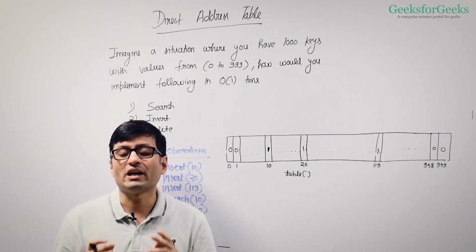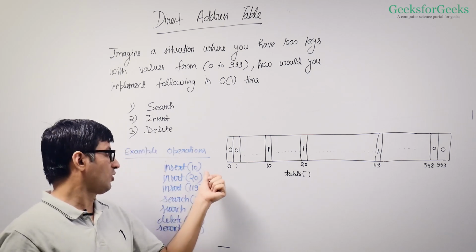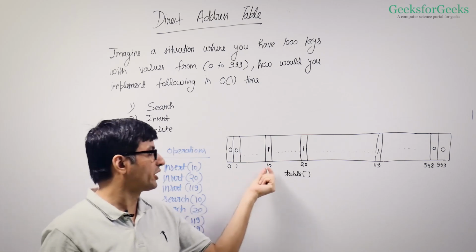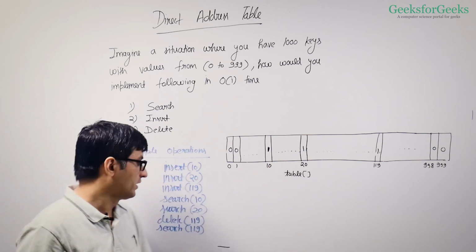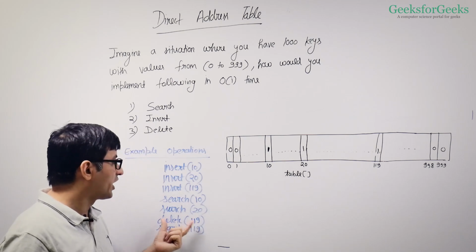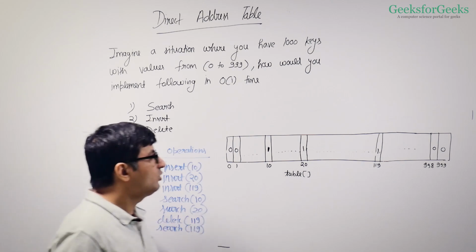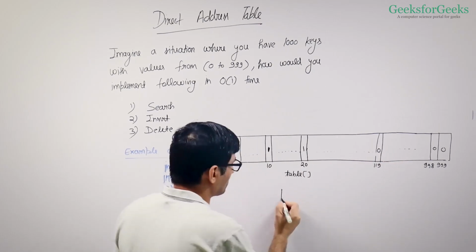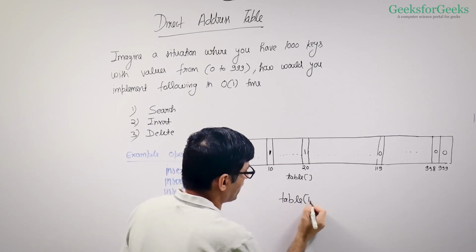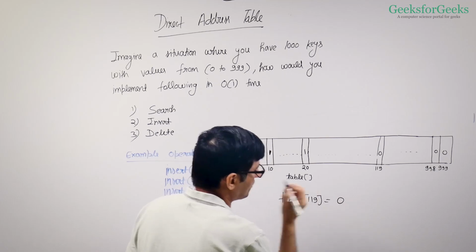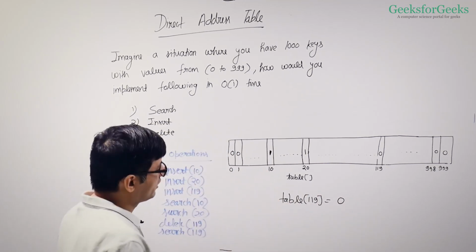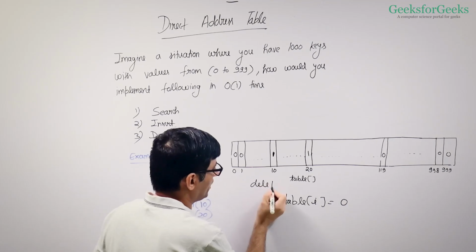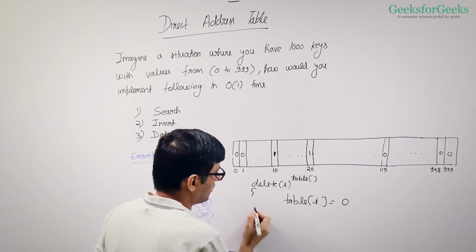Since arrays have random access, all these operations, insert and search, are big O of 1. You can go to a particular index in big O of one time. Delete 119. So what I'll do, I'll go there and make it 0. Basically, I'll do this operation: table[119] is equal to 0. Right, that's what I'll do in the delete. If I write it for a general index, that's my delete operation. Delete i, I will do this.